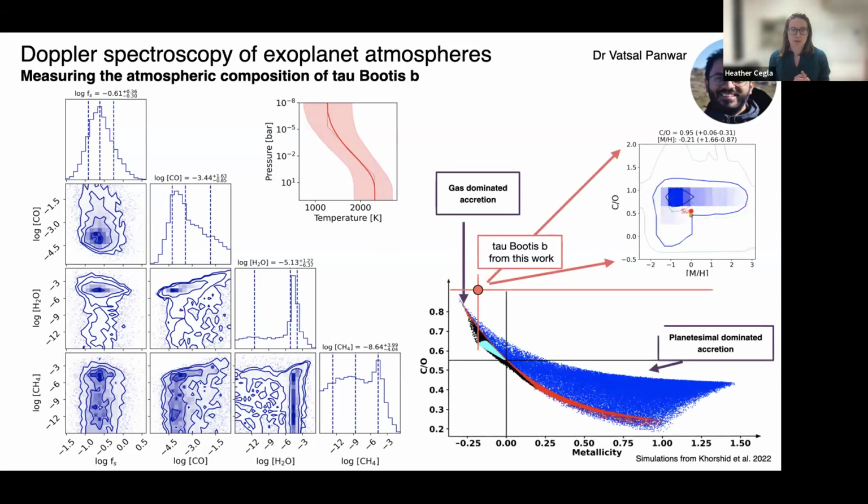I mentioned that the ratio between C to O and metallicity has implications for how the planet might have formed. This is showing some results from simulations compared to where we think Tau Boo sits. If you were in the regime in the upper left, you're probably gas-dominated accretion, and in the bottom right, you're probably planetesimal-dominated accretion. Vatsal's result sits about here, but there's quite a large uncertainty on it. So we can't really rule out that the planet might be in this regime here, which can't be explained by the core accretion model, which makes it interesting for further study.